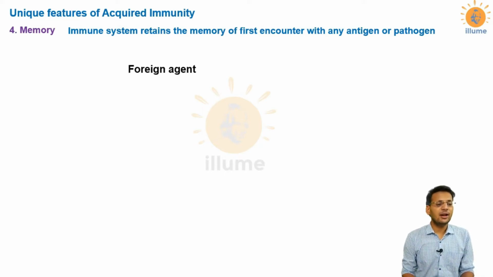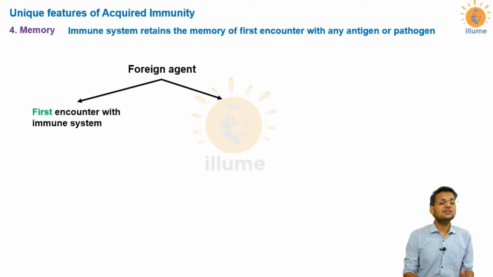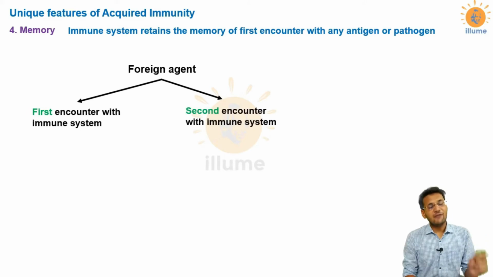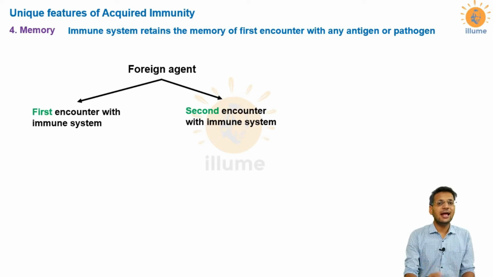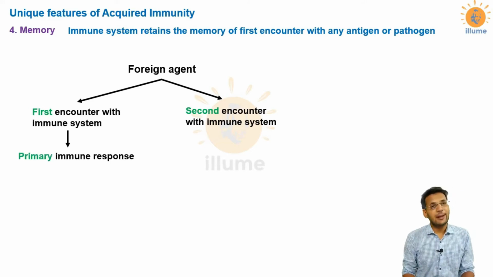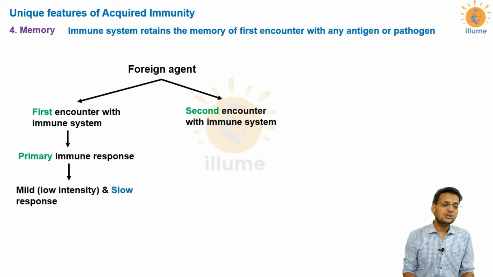Let's say a foreign agent has entered your body for the first time, so your immune system has a first encounter with it. If it ever enters your body again, that encounter is called the second encounter, or the third, or the fourth. The first encounter with any antigen or pathogen is called the primary immune response, and it takes time and is very mild. That means a low intensity response is produced, and it is slow.